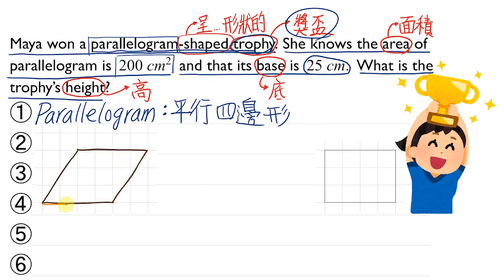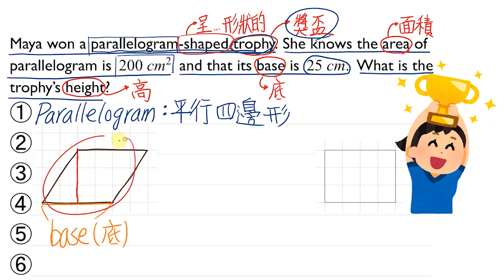And if we take this line to be the base of this parallelogram, 底, then we may take this red line as the height for this parallelogram. 高. Basically, this height is a line that starts from the base, ends at the opposite side, and is perpendicular, that means at right angle to the base.